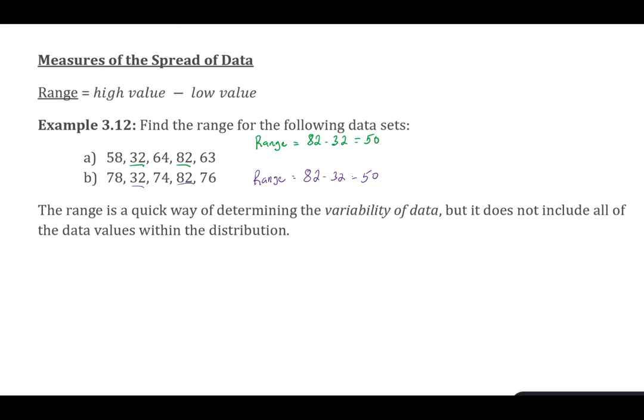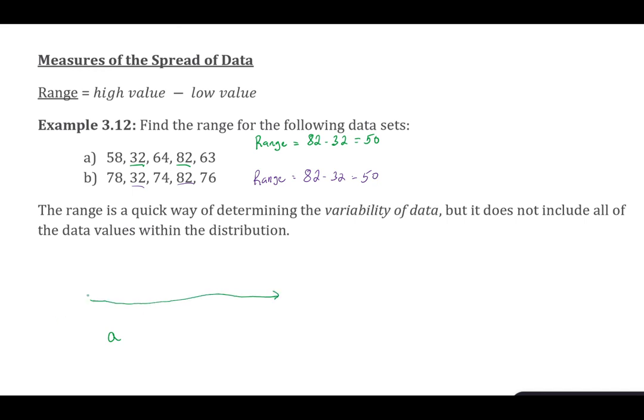So let's look at what this actually means to us, because we're talking about the measure of the spread of data. How much do these things change from one another? Well, let's read this real quick and then we'll sketch something out. The range is a quick way of determining the variability of data, but it does not include all of the data values within the distribution. If we wanted to know which set was more consistent, we would look to see which set has the values closer together. For set A, we could sketch these on a number line.